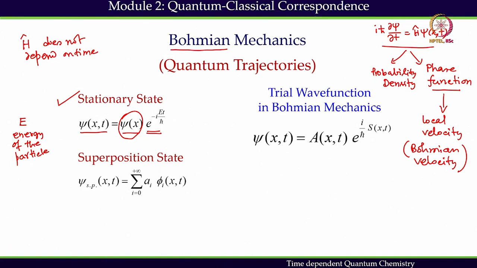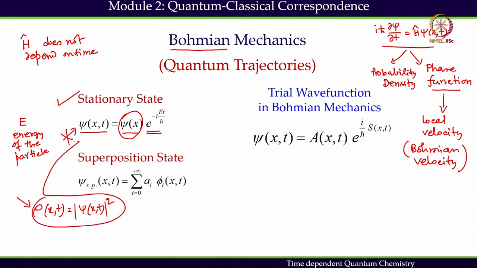As every experimental observable is associated with the probability density of the particle, the probability density is represented by rho x t, which is nothing but psi x t absolute square. So every experimental observable is actually related to this rho, not to psi. The probability density does not depend on time, and that is why it is called a stationary state. So a stationary state has time dependency for the wave function, but not for the density. And because density is something we observe experimentally, we do not see any time dependence.